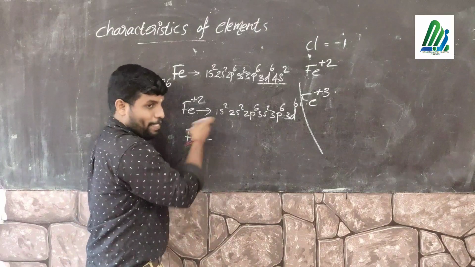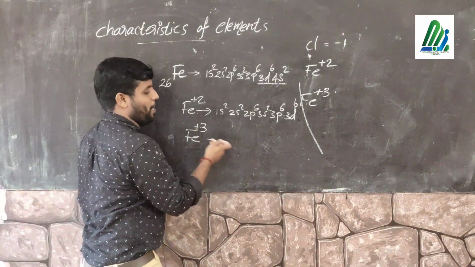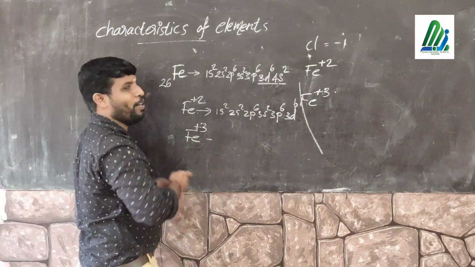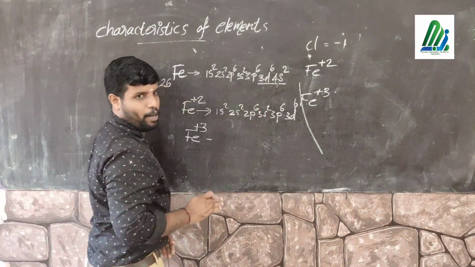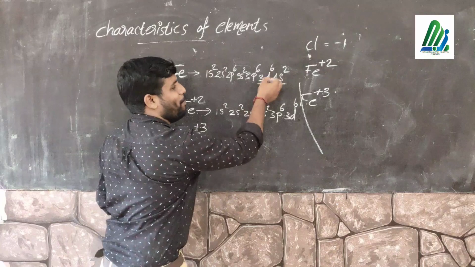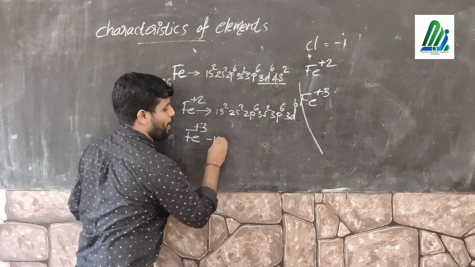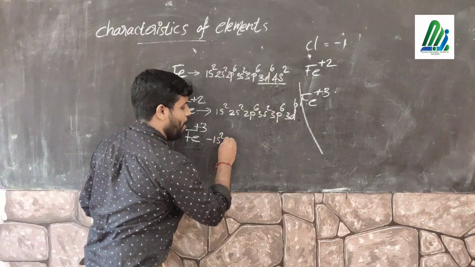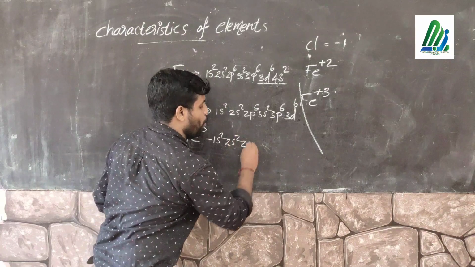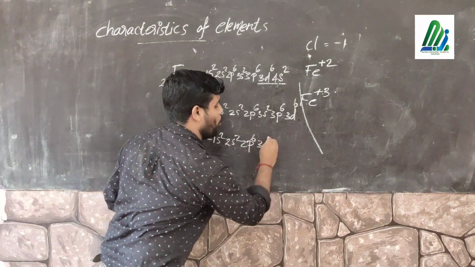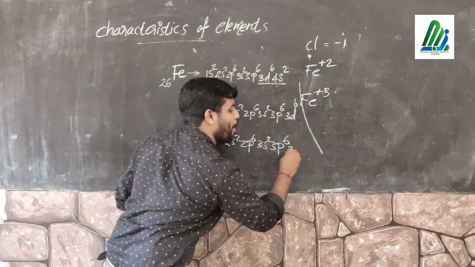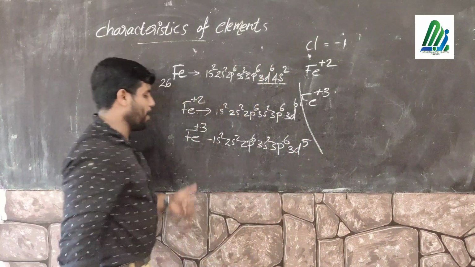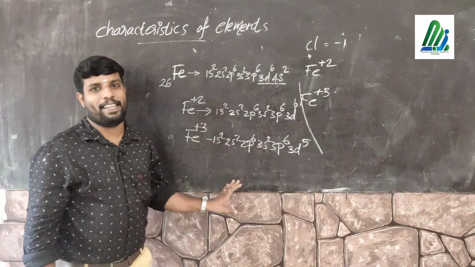Okay, how do you write the electronic configuration of the Fe+3 ion? Three electrons are donated: at first the 2 electrons from the 4s subshell and 1 more electron from the 3d subshell. Now we can write the subshell electronic configuration: 1s2, 2s2, 2p6, 3s2, 3p6, 3d5. This is the subshell electronic configuration of the Fe+3 ion.